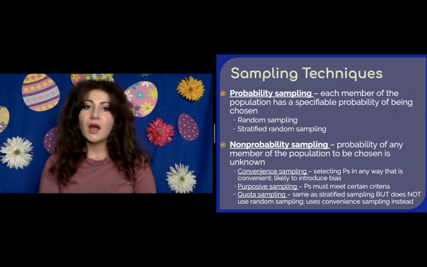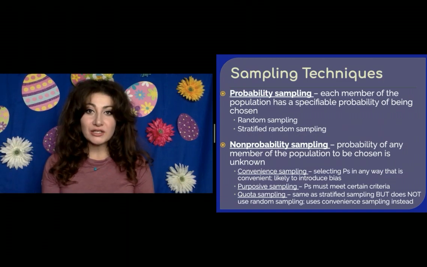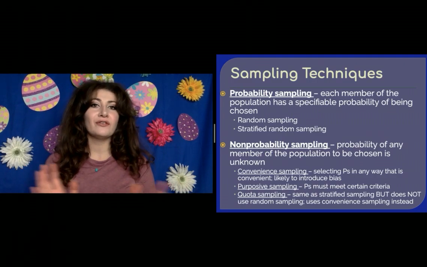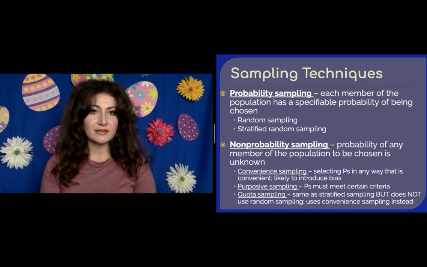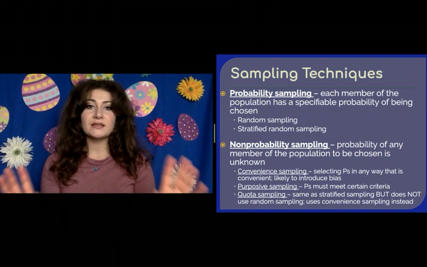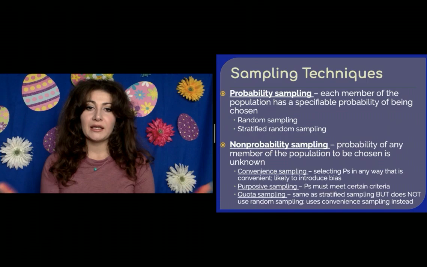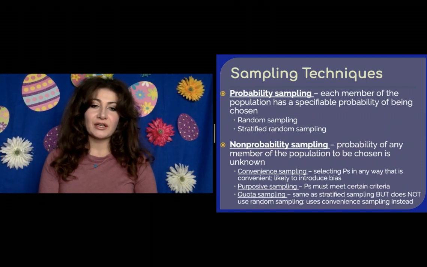gaming section of YouTube, I will probably want to identify people who watch gaming videos on YouTube, and then from that group of people, I will randomly select who will participate in the study. So that is still stratified random sampling. Quota sampling would be different.